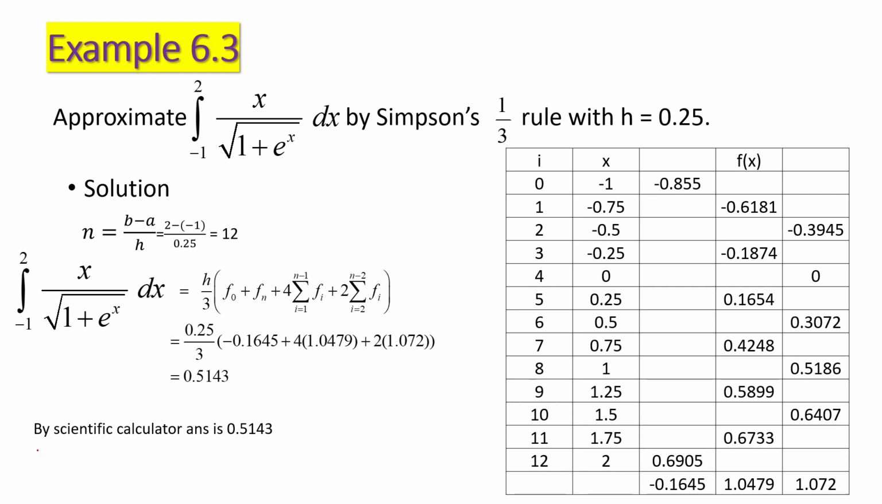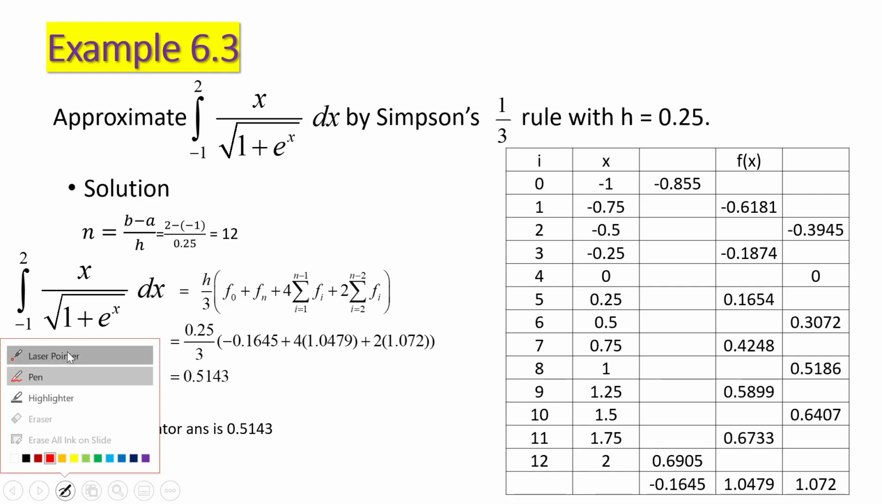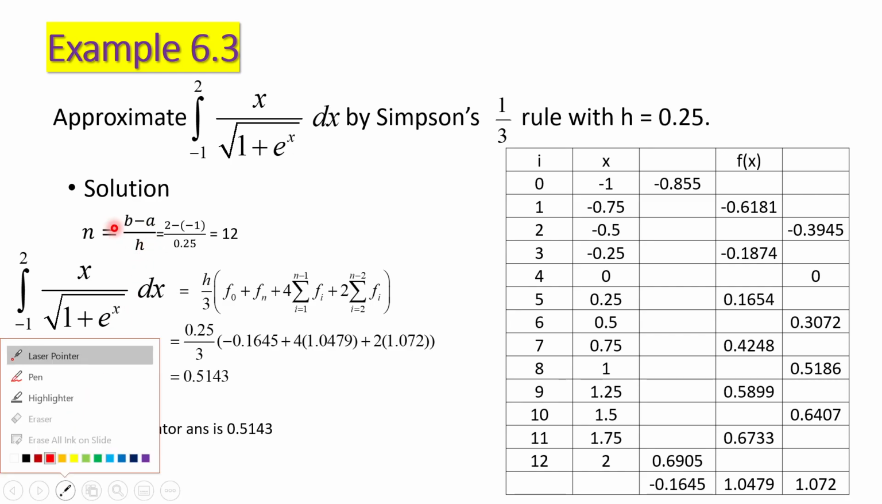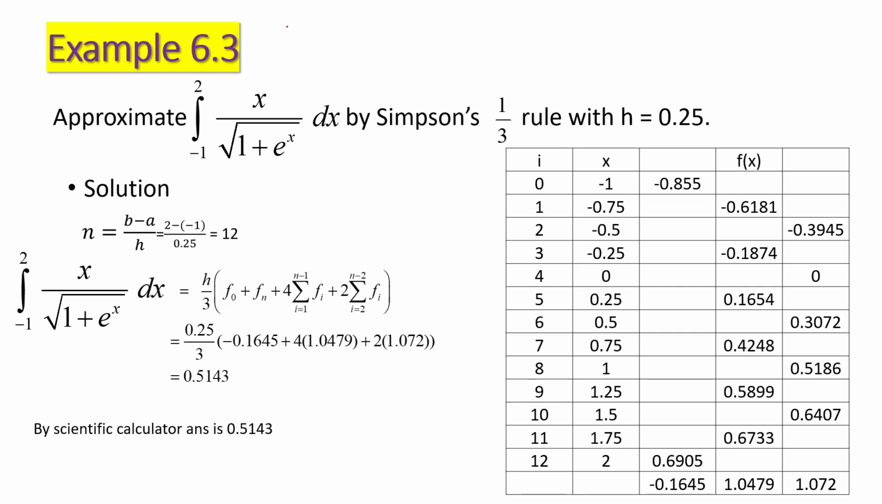So approximate the integral of x over the square root of 1 plus exponent x dx from negative 1 to 2 by Simpson 1/3 rule with h equal to 0.25. Now given h, you can find n. So n will be b minus a over h. In the formula, h is b minus a divide by n. So given n, you find h. Given h, you find n.